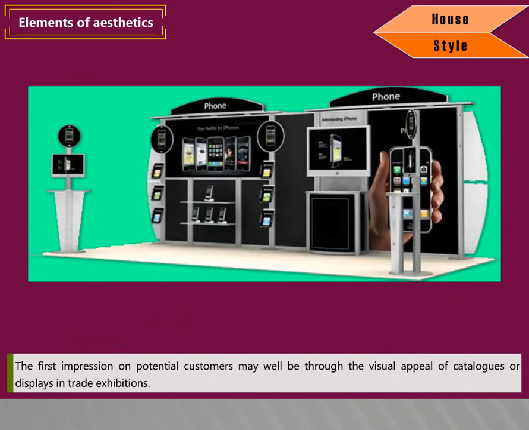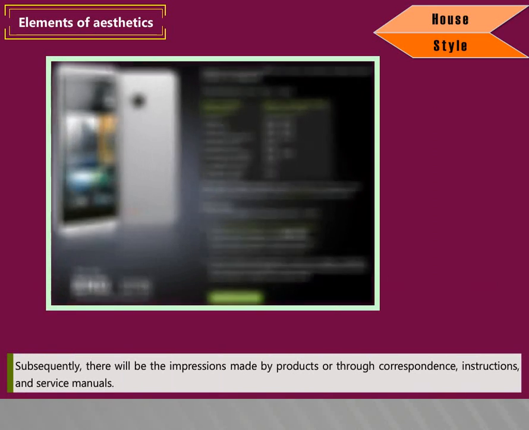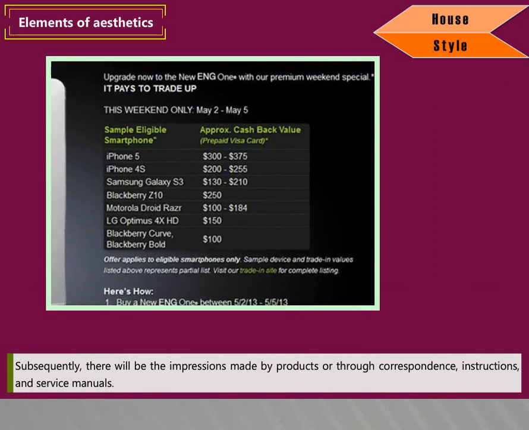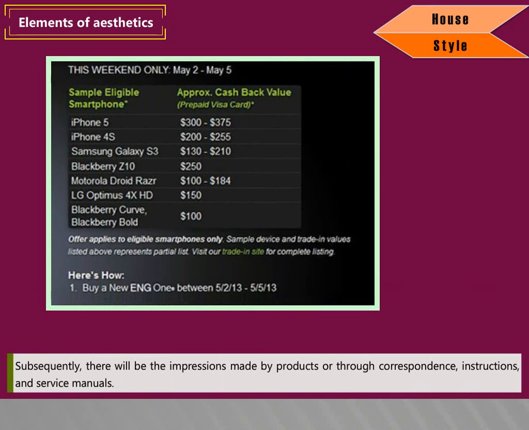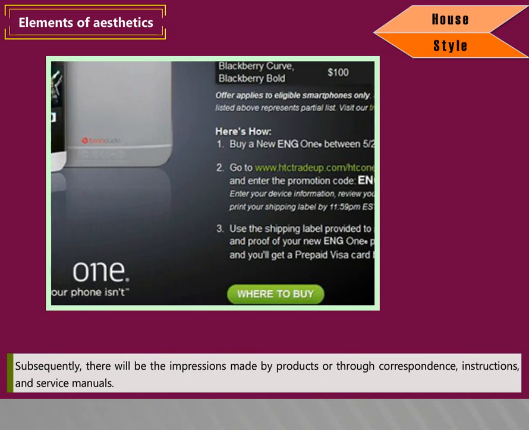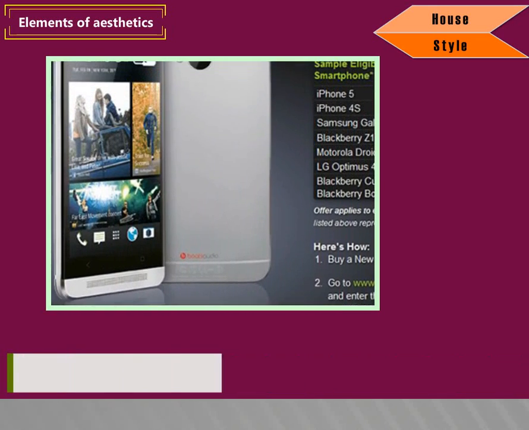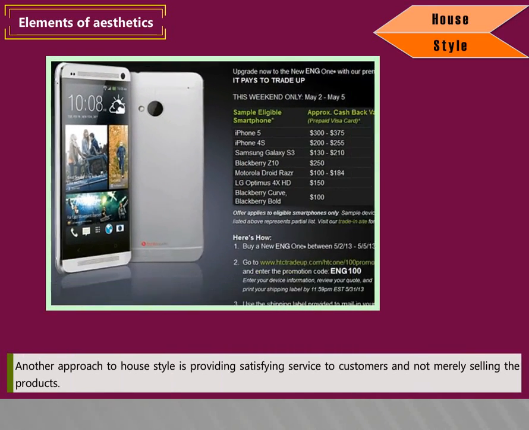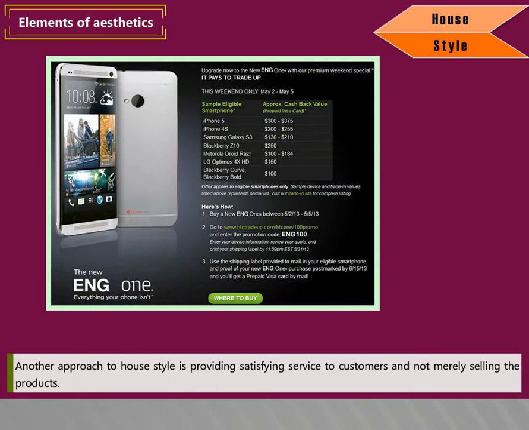The first impression on potential customers may well be through the visual appeal of catalogs or displays in trade exhibitions. Subsequently, there will be the impressions made by products or through correspondence, instructions, and service manuals. Another approach to house style is providing satisfying service to customers and not merely selling the products.